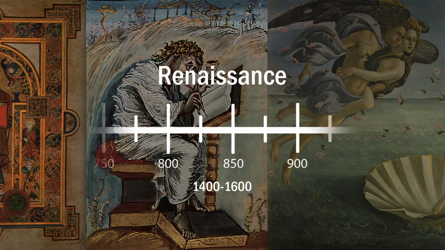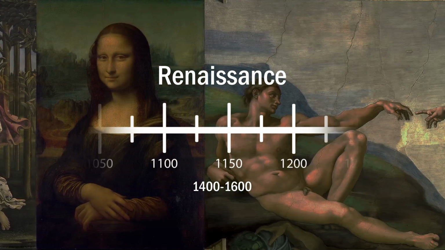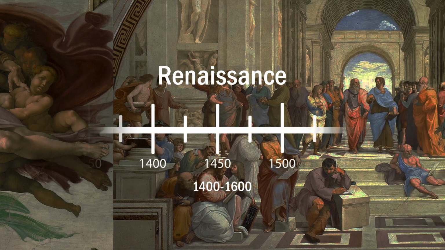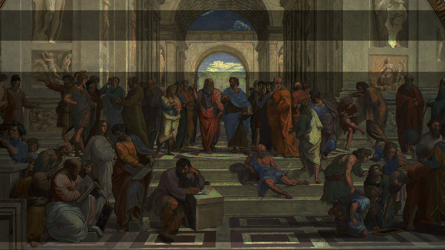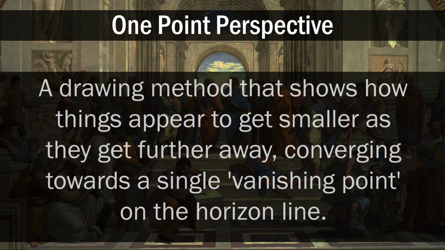Moving on to the Renaissance, artists used more mathematical techniques to create their artworks. For instance, they developed the idea of one-point perspective, which is a drawing method that shows how things appear to get smaller as they get further away, converging towards a single vanishing point on the horizon line.